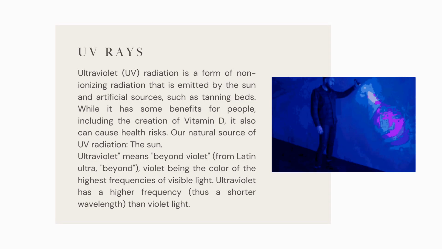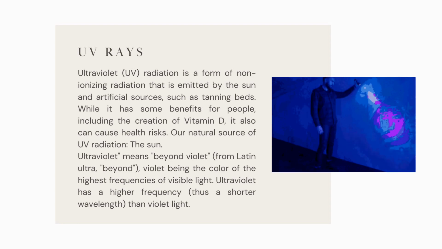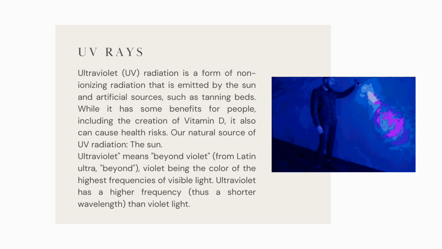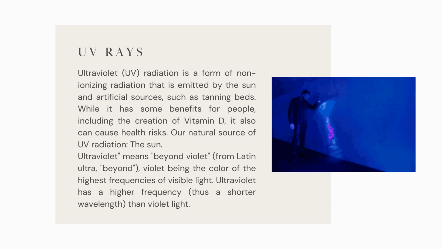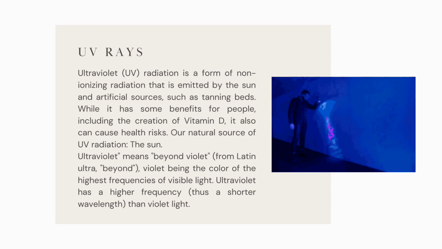UV rays. Ultraviolet or UV radiation is a form of non-ionizing radiation that is emitted by the sun and artificial sources, such as tanning beds. While it has some benefits for people, including the creation of vitamin D, it also can cause health risks. Our natural source of UV radiation is the sun.